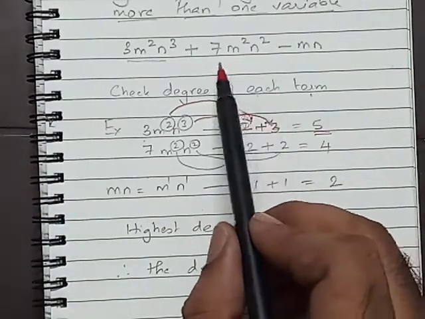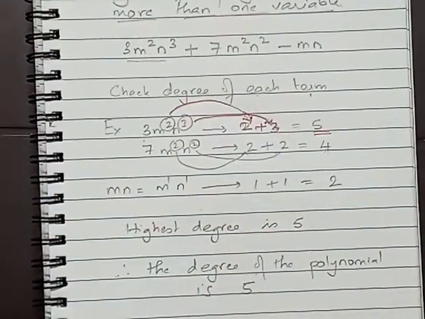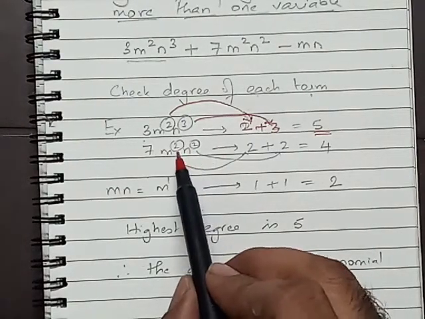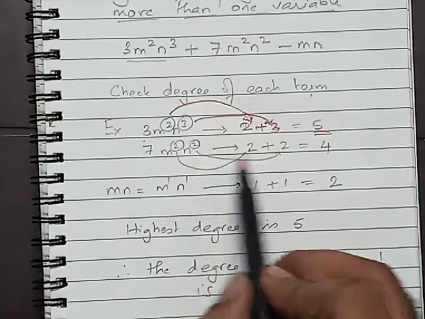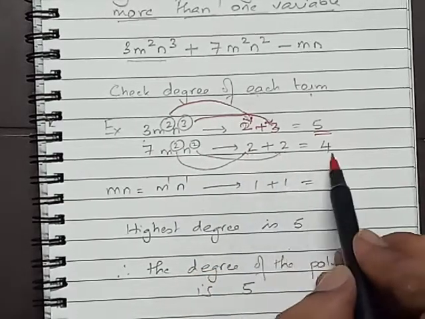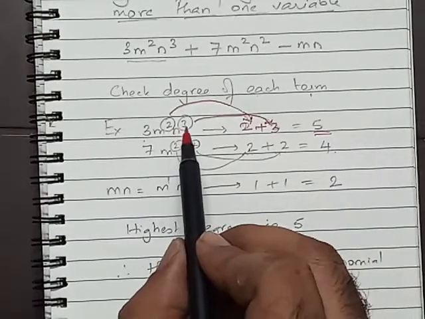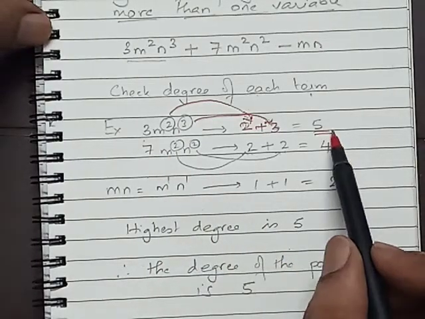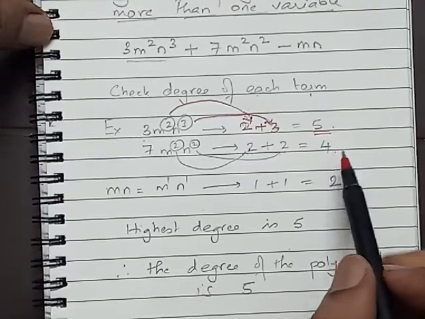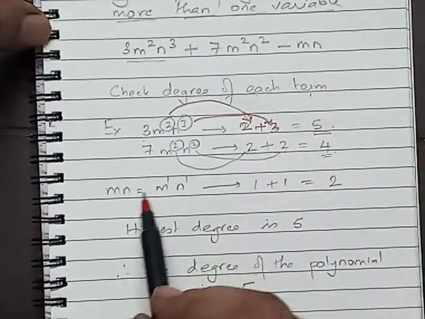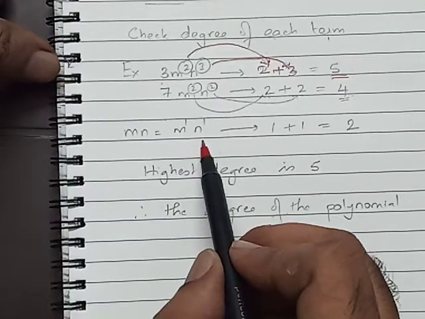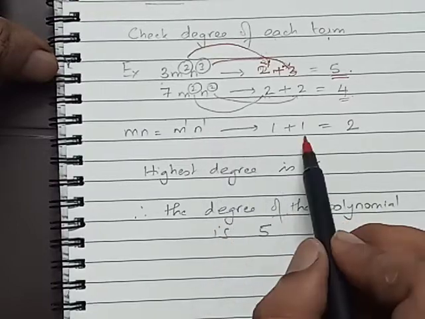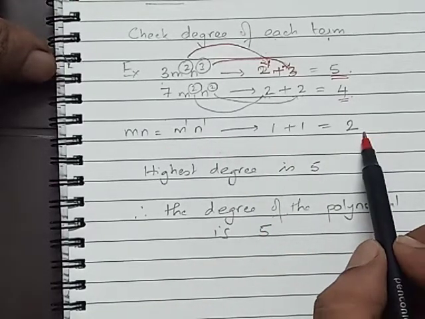Let's take the second term, 7m square n square. Here the degree of m is 2. The degree of n is also 2. So 2 plus 2 is equal to 4. I just simply add the degrees of the different variables in each term. So here the degree is 5. Here the degree is 4. What about mn? Mn is nothing but m raised to 1 and n raised to 1. What is the degree of m? 1. What is the degree of n? 1. So if I add it, it becomes 1 plus 1 is 2.